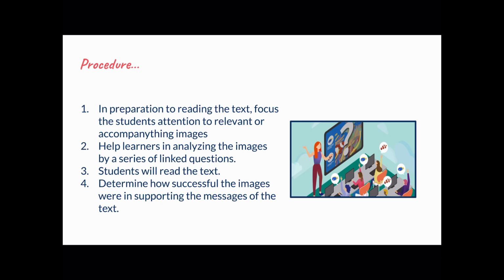In step 3, you're actually going to have the students read the text. And in step 4, you're going to determine how successful the images were in supporting the messages of the text. With step 4, you can actually turn this into a smaller group activity and have the students communicate with each other to see if the pre-reading exercise of analyzing the imagery was helpful at all, or even if it helped having the picture to associate with the text to better memorize the vocabulary word for it.